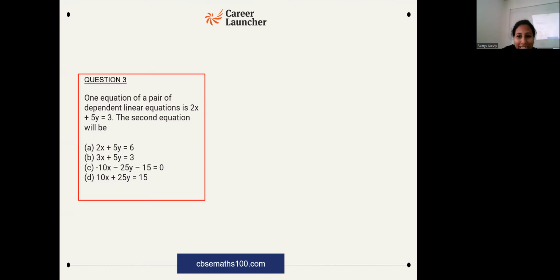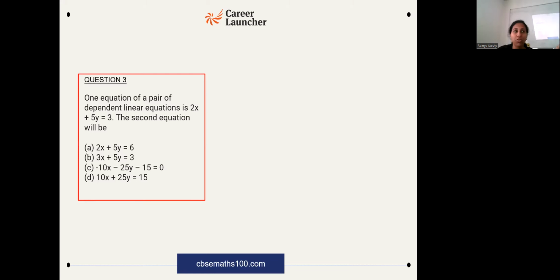Yes, it's option D. Okay, everyone's getting it correct. So all you have to do is multiply the given equation by 5. So when you multiply by 5, 2x into 5, 10x, 5y into 5, 25y, and then 3 into 5, 15. Okay, option D it will be over here. So just remember that point. Dependent means coincident. All right. Consistent means either a unique solution, one solution, or infinitely many solutions.